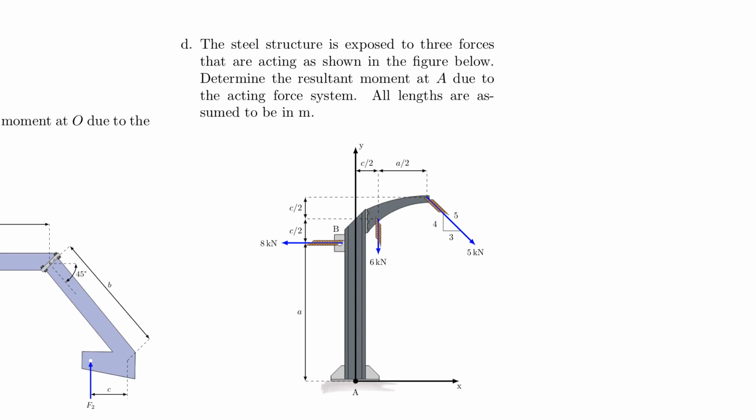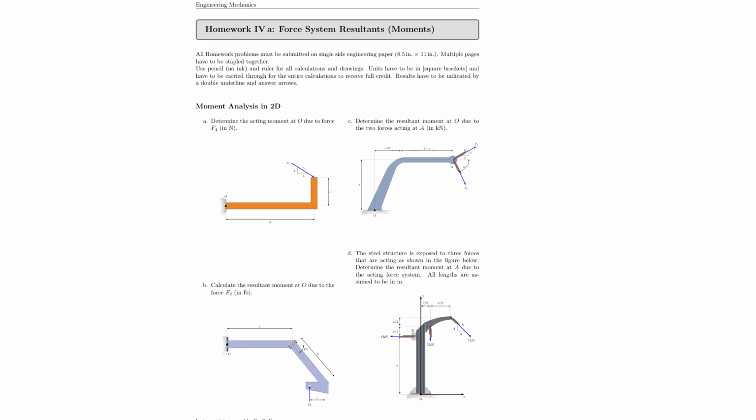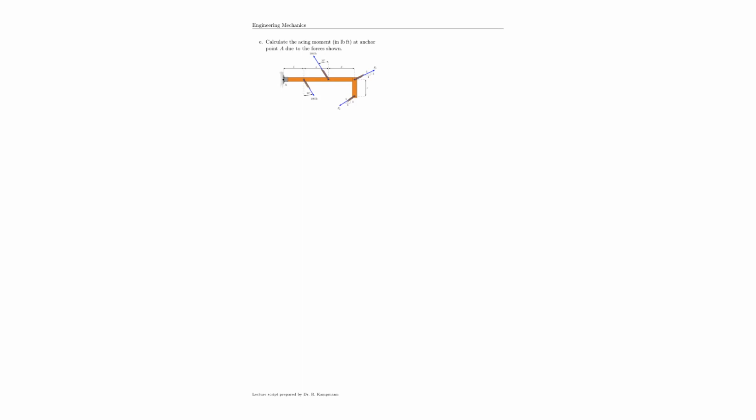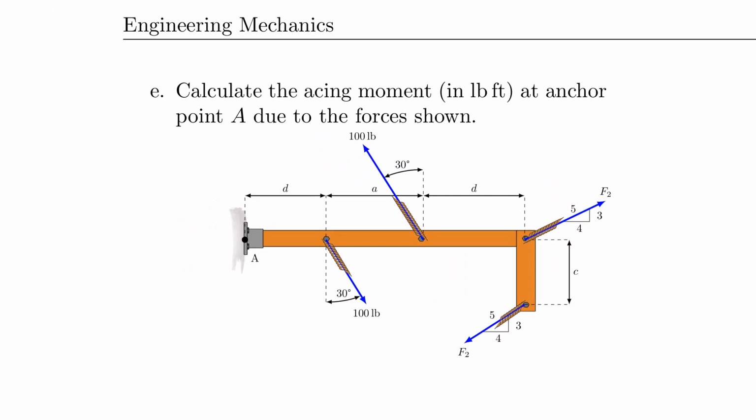Let me zoom out here first. So this is the first part of the homework, and we have this last problem here, which I believe is probably the most involved one in this homework set, but ultimately we kind of solved this as well in the lecture, so you should be able to solve this. You just need to find the proper force components and the proper distances to find the moment about point A.